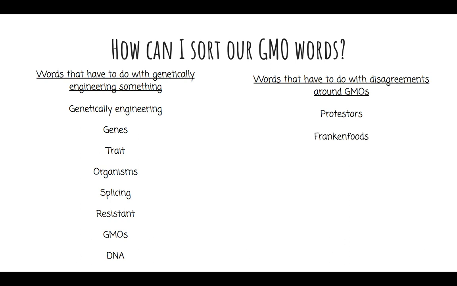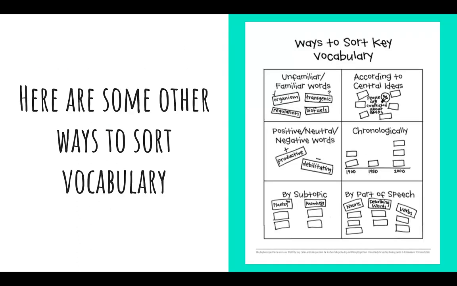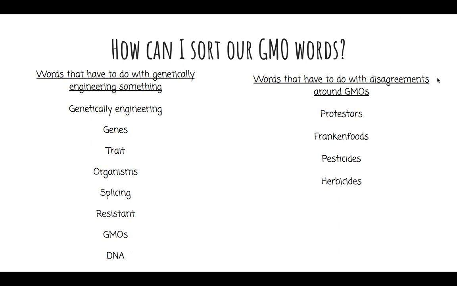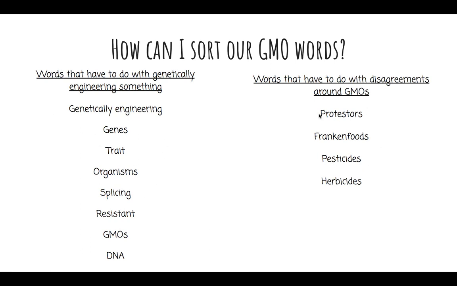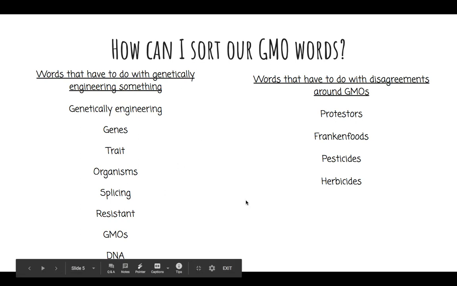So protesters, frankenfoods, which is kind of like a weird way of saying a Frankenstein made up food. Pesticides, which is something that is chemically bad for food or for you. Herbicides, and etc. So do you notice the two differences of how we went ahead and grouped genetically modified words versus words that go against genetically modified organisms? Comment below on how this makes sense to you, or if you still have questions.